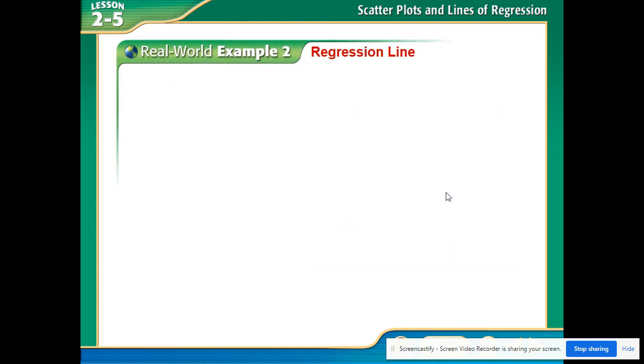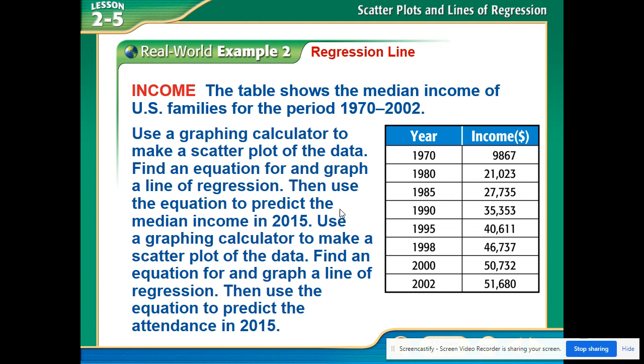All right, let's try one of these. So we want to find a regression line. So here's the table for median incomes of a family, and we're going to use our graphing calculator to make a scatter plot, and then find the line of regression, and then use that line to predict an income. So we're going to go ahead and do this in 3 different steps. We're going to make the scatter plot, do the line, and then find the prediction.